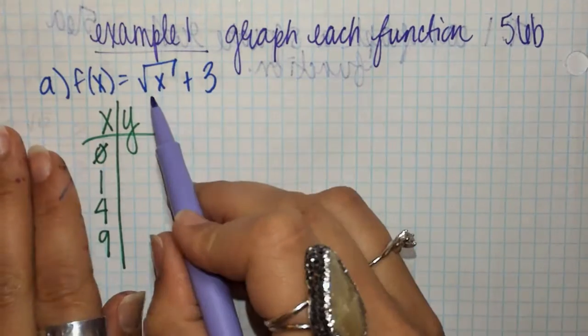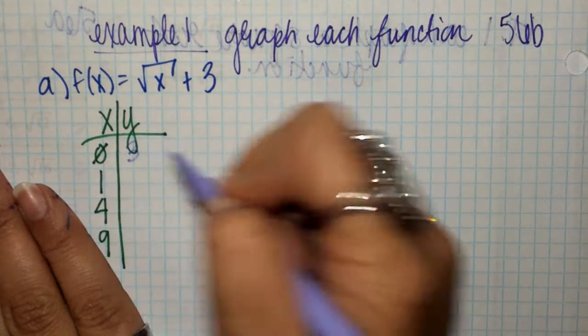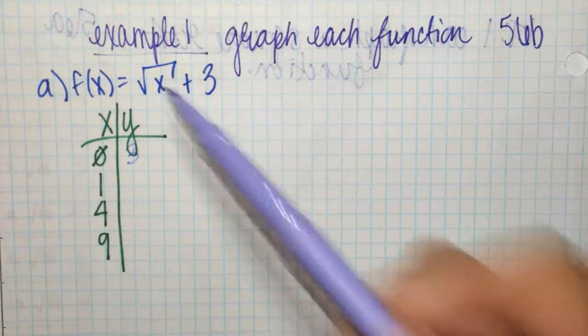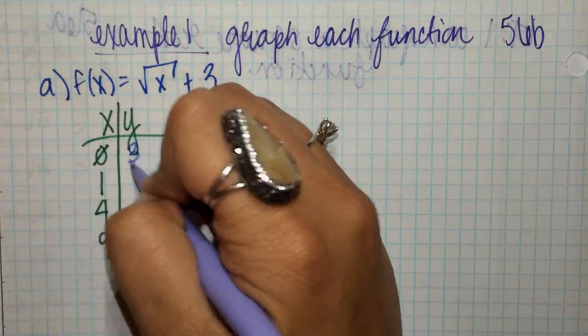Alright, let's plug in 0. What is the square root of 0? 0. Plus 3 is 3. Alright, let's plug in 1. What's the square root of 1? 1. And what's 1 plus 3? 4.